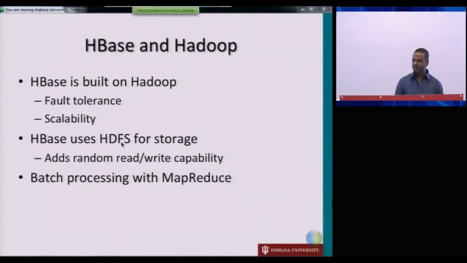What's the relationship between HBase and Hadoop? HBase was essentially built on top of Hadoop, and HBase uses the Hadoop distributed file system to store the data. Because of that, it automatically gains advantages like fault tolerance and the scalability that you have in the Hadoop distributed file system. One major advantage on top of using just HDFS is that HBase adds support for random reads and writes, which is not possible with HDFS, which only supports sequential writes and sequential reads. Another main advantage of HBase is the ability to process very large tables that are stored in HBase using Hadoop MapReduce.